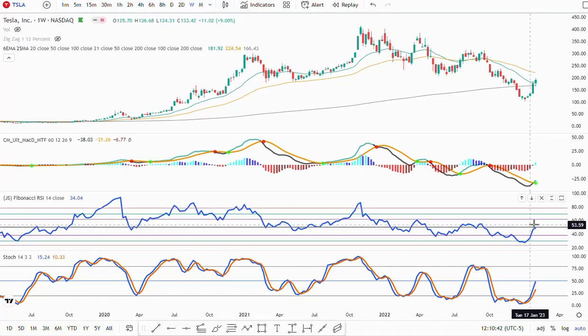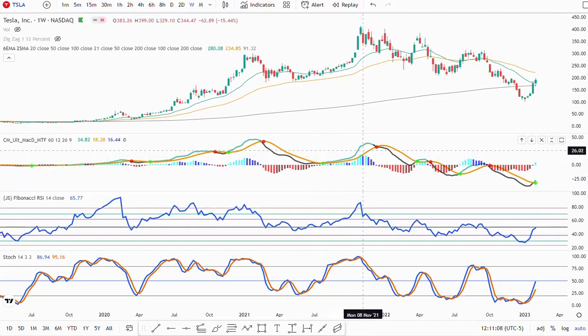MACD will take the longest time to get back above the zero line. But what you want to see is RSI and stochastic get back above their respective 50 levels, which would mean the momentum is improving. And over time, you then expect MACD to get back above the zero line. You want MACD to be above the zero line on a weekly basis, something like this. That's when you can expect to see positive price action. So we're not there yet.